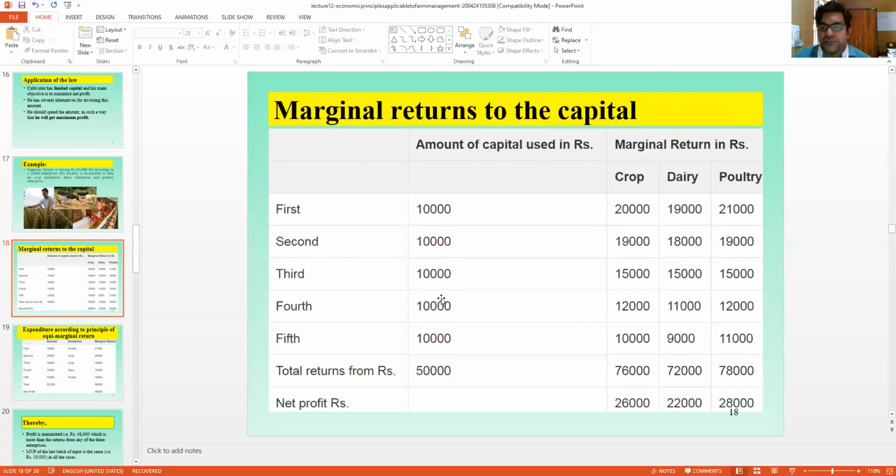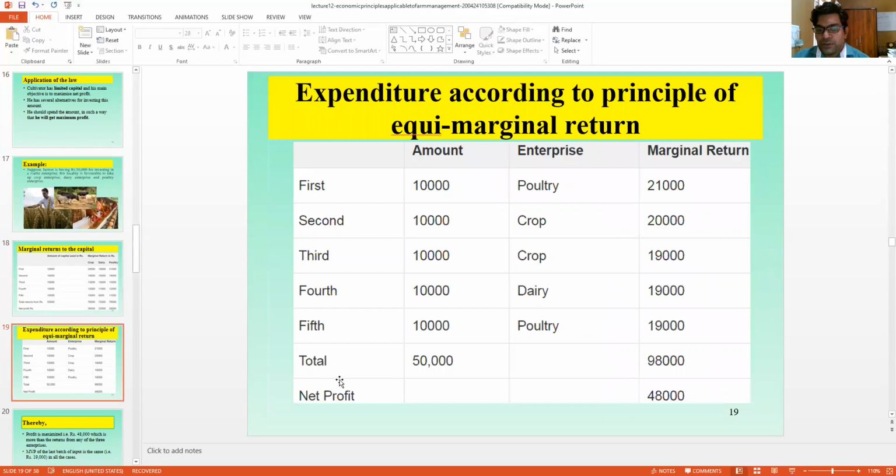Now we have got the third, fourth, and fifth 10,000 rupees. The third should be allotted to dairy because it gives 19,000 rupees. The fourth should be given again to crop because it gives 19,000 rupees. Then we have poultry, which is again giving 19,000 rupees, so again 10,000 should be given to poultry. Now you see, the total is 50,000 rupees.